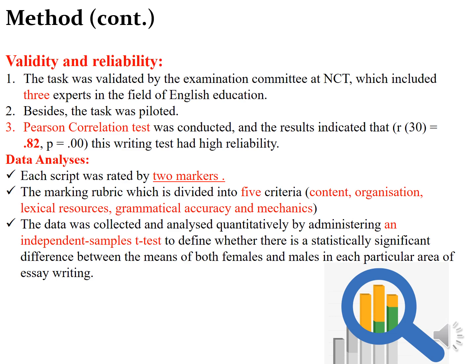And here the calculation of Pearson correlation test shows that this task has a high reliability, scoring 0.82, which is very close to 1. The data was analyzed using an independent samples t-test, and each script or each essay was rated by 2 markers.